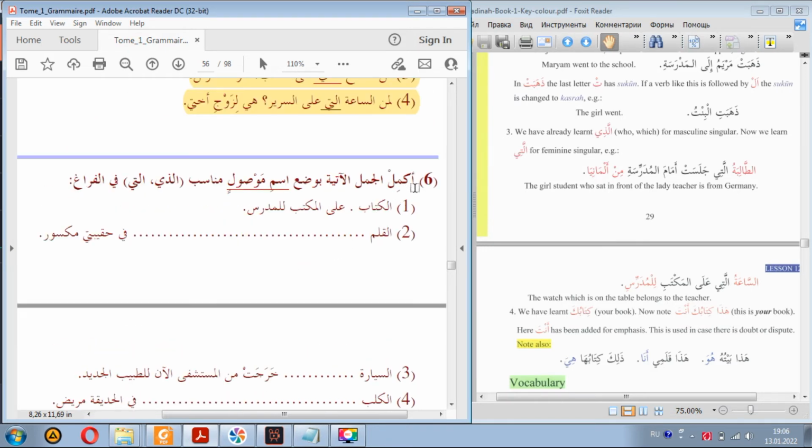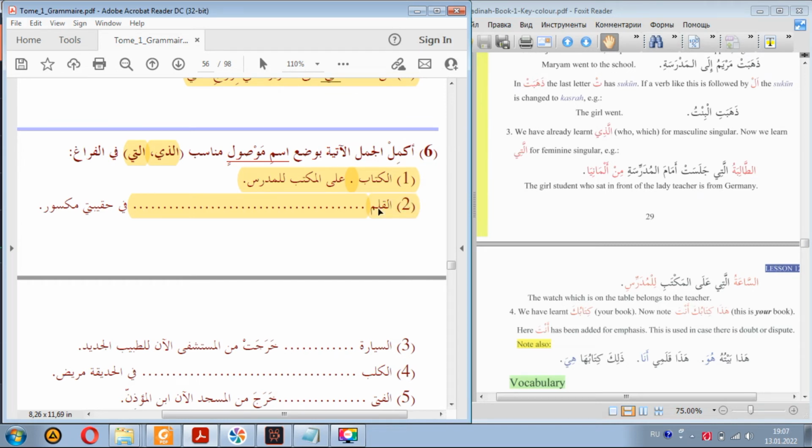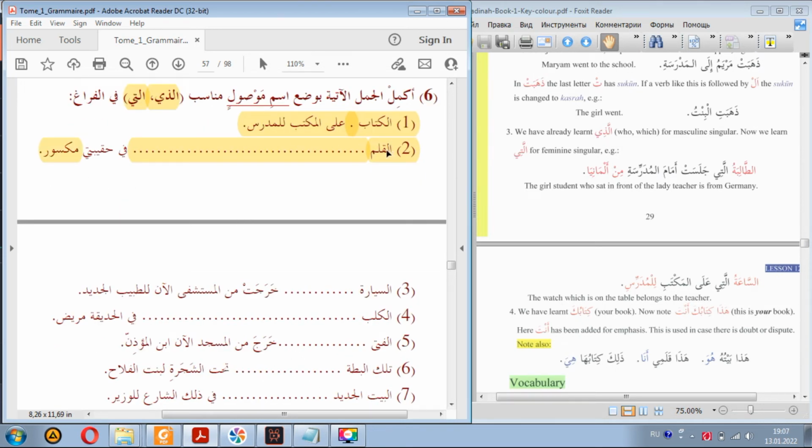And here you have the sixth exercise. We need just to make these sentences complete using الذي or التي, depending on what it refers to. For example, here we have الكتاب. Kitab is masculine because it doesn't have ta marbuta in the end. Therefore, we have to use الذي. الكتاب الذي على المكتب للمدرس. القلم, it's also masculine. Therefore, we say القلم الذي في حقيبتي مكسور. مكسور, broken. So, the pen that is in my bag is broken.